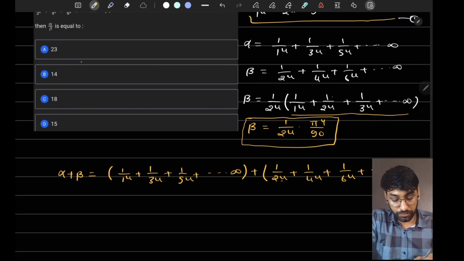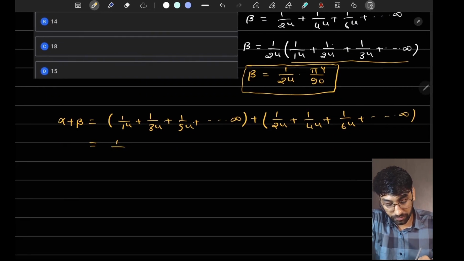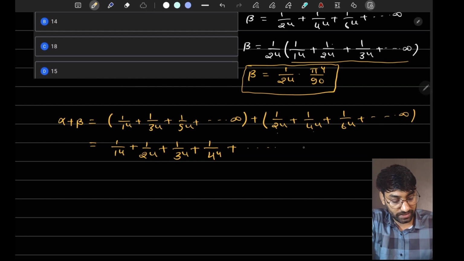I can take this 2 power 4 out, right? I can bring this 2 power 4 outside, and here what I can write? I can write it as 1 upon 1 power 4, and this 2 power 4 I am taking here. So I can write it as 1 by 2 power 4, and similarly then 1 by 3 power 4, then 1 by 4 power 4, and so on. This thing I will get till infinity.